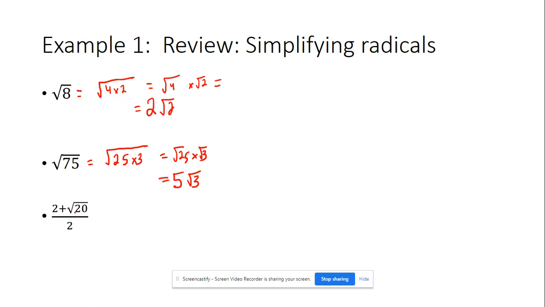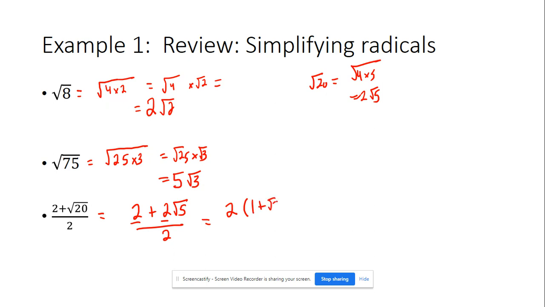All right, 2 plus root 20 over 2. We're going to see stuff like this in this unit as well, so let's see how this works. Let's do this off to the side: root 20 is root of 4 times 5, which is 2 root 5. So this is going to be 2 plus 2 root 5 over 2. Now, we're not quite done here, because if I look at the numerator, I have a 2 here and a 2 here. So I can factor out a 2 and make this 1 plus root 5 over 2. And now since this is factored in the numerator, I can cancel out this 2 with this 2, and I'm left with 1 plus root 5.